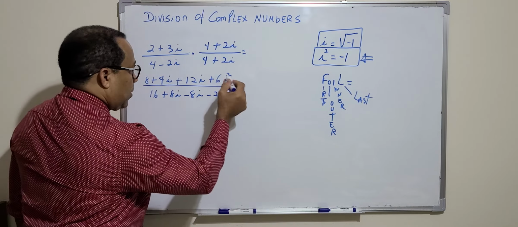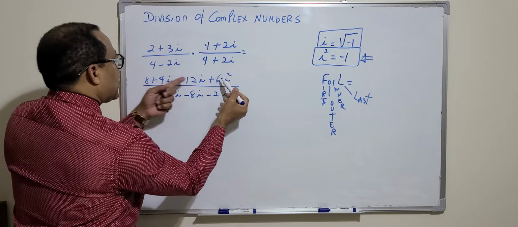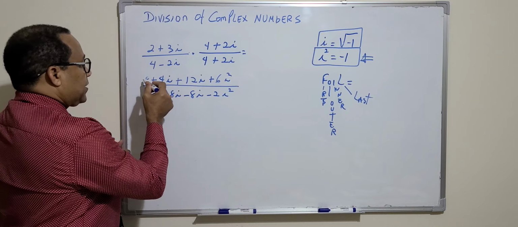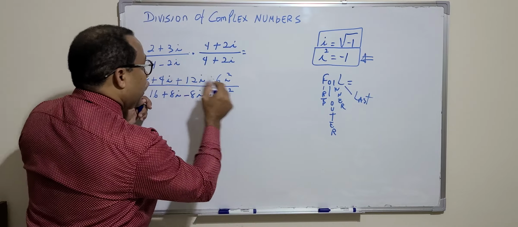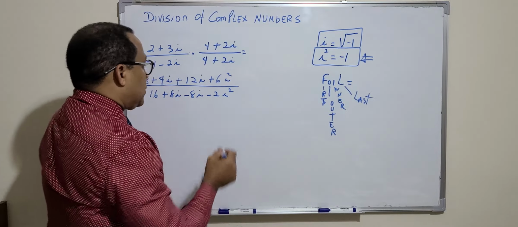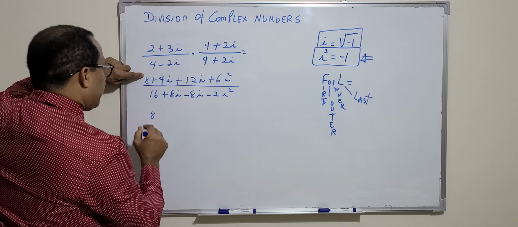This one is not a like term. It does not have a like term because there's no other i to the second in the numerator. And this is just the independent term, just a number. There's no number by itself in the numerator. So I'm going to solve the like terms up there. I'll bring down the 8.